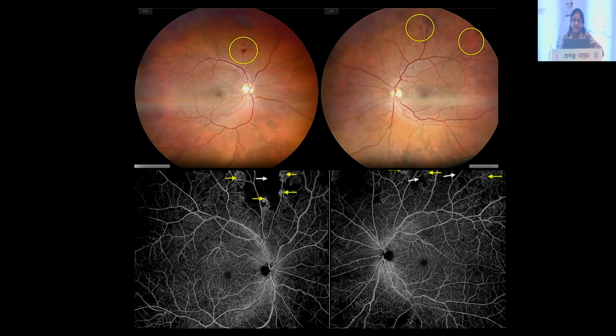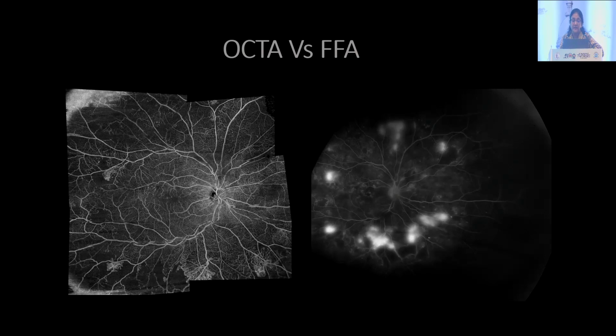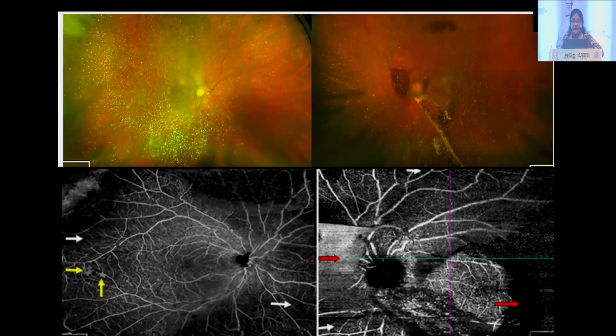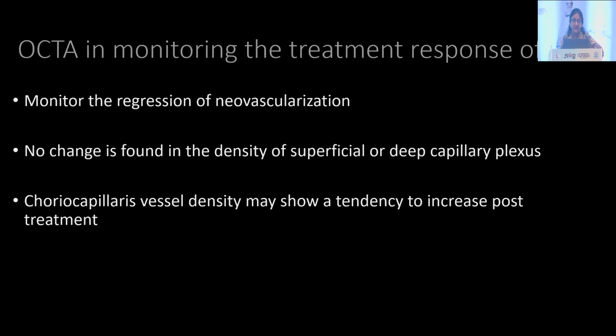So here, these are a few of my images where you see that on a color fundus photo you are able to identify NVEs, and on doing an OCTA, again, you are able to pick up the same areas, which beautifully is going to help you pick up NVE in a non-invasive manner. This is a comparison between OCTA and FFA, where you can again identify the NVE areas. And this is a patient of asteroid hyalosis, where again on OCTA you can identify the details of the fundus.